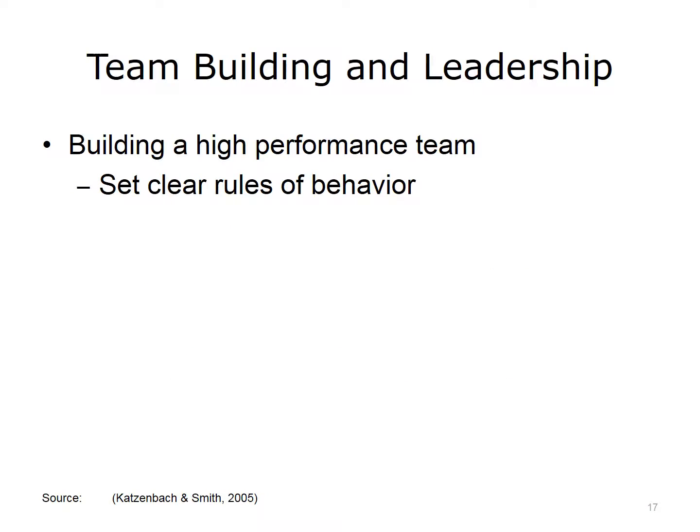Set clear rules of behavior. These are rules of conduct that help teams achieve their ultimate purpose and goals. Important initial team rules relate to attendance, participation and contribution, phone call, email, text message interruptions, confidentiality, constructive conflict, and results orientation.